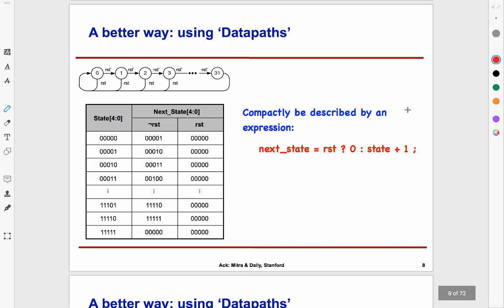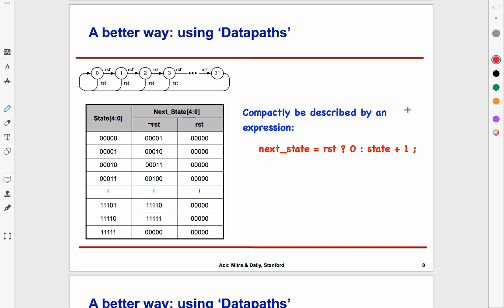So in case of a counter, I can say something like the following. Imagine there is a register called state or count. Okay, I'm calling it state. And I am now allowed to express operations on it as if I'm writing a program. So I can simply say next state is equal to if reset then 0, otherwise state plus 1.